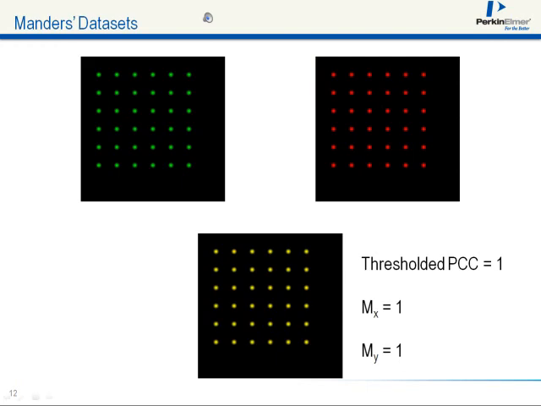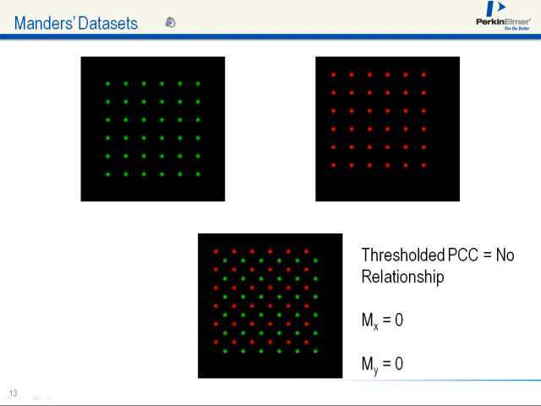So the question is, if we do calculate PCC in this new way, the way that allows us to generate negative correlations, what effect does it have on other data sets? So if we go back and look at the Manders synthetic data sets again, we can see what results we get. And in this case, we get a thresholded PCC value of 1, Mx of 1, and My of 1. So that's the same as we got with the old method of calculating PCC.